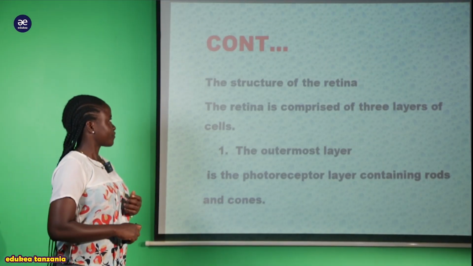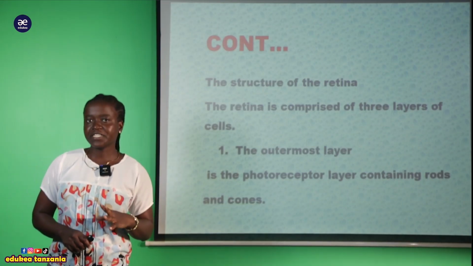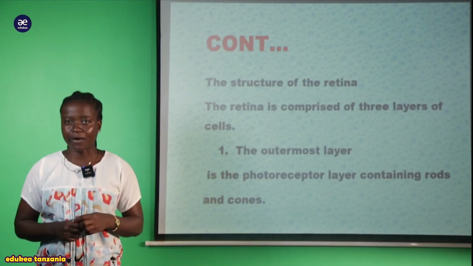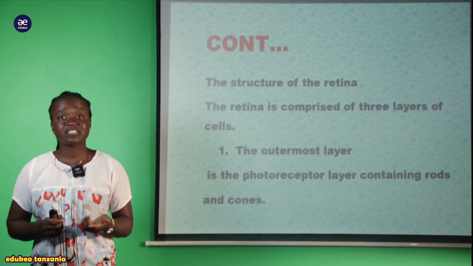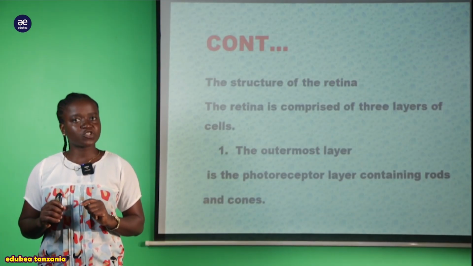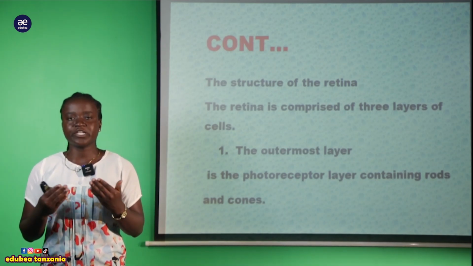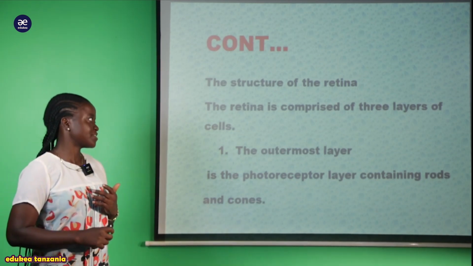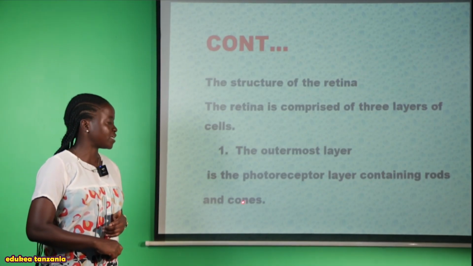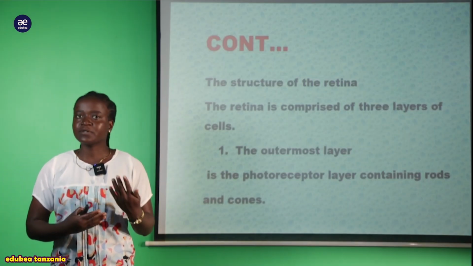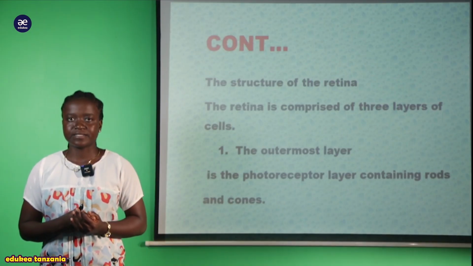Here we are saying that the retina is comprised of 3 layers of cells. So within the retina is where almost 3 layers are found. And the first layer is called the outermost layer that is found within the retina. So what is the function of this outermost layer within the retina? It makes the object or the image to be viewed within it. And here we are saying that it is a photoreceptor layer containing rods and cones. So kwenye outermost layer of the retina is whereby rods and cones are located.